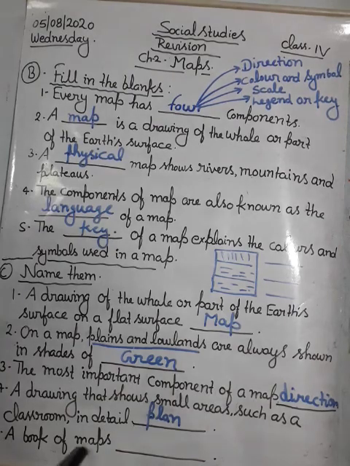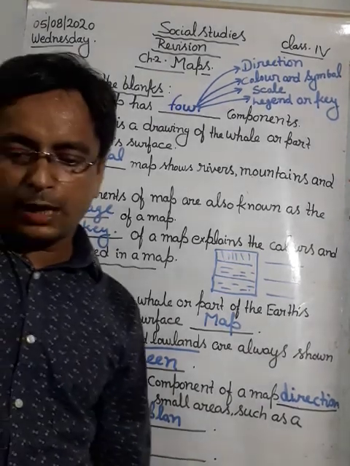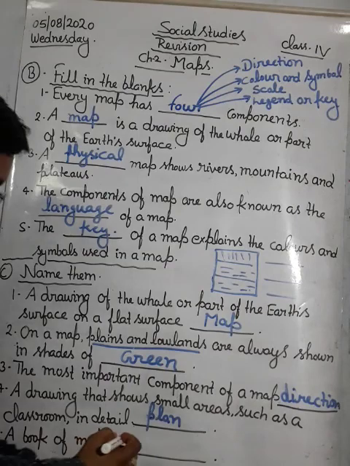And the next one is, a book of maps is called an atlas.